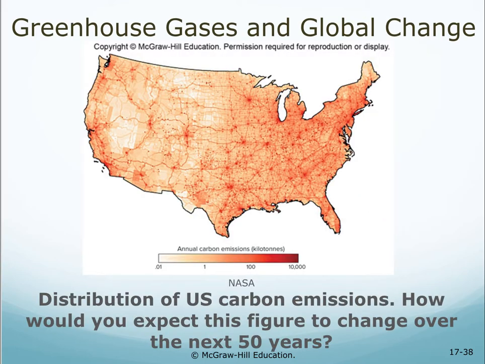The annual carbon emissions for the continental United States. This map shows the annual emissions in 2002. The large red patches are the urban centers, and the small red dots represent individual point sources, for example, power stations or factories, and the linear patterns are major highways. How would you expect this figure to change over the next 50 years?